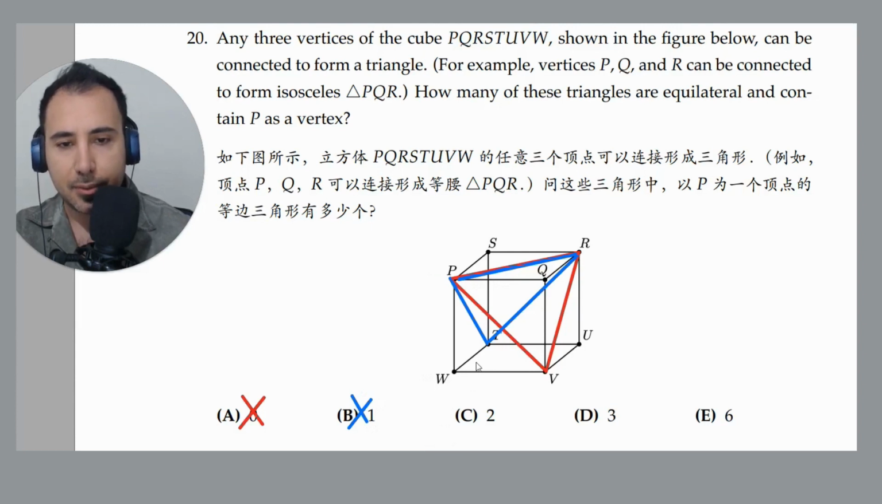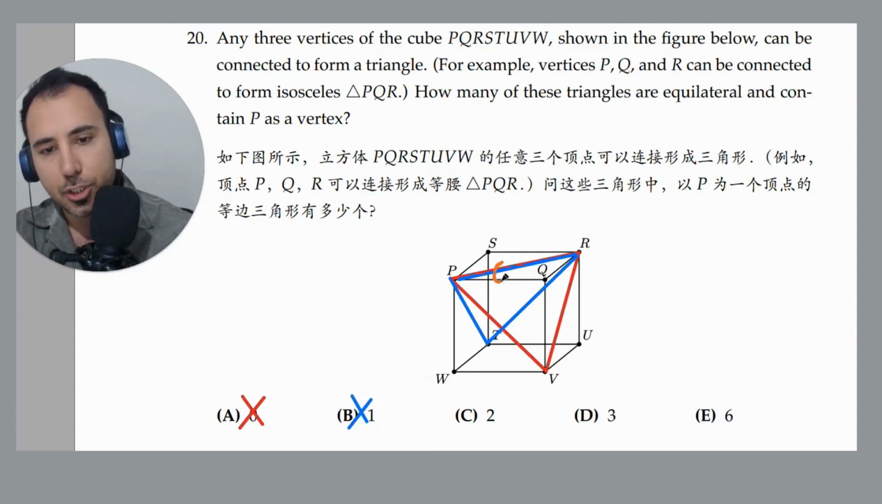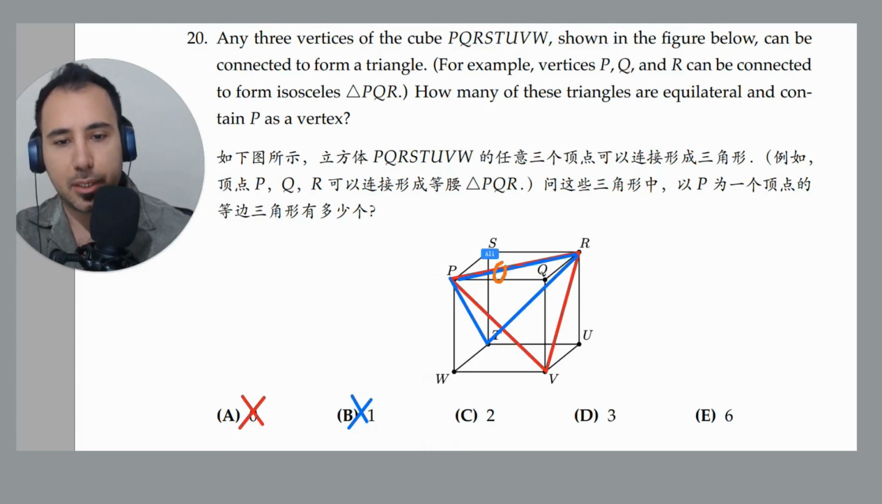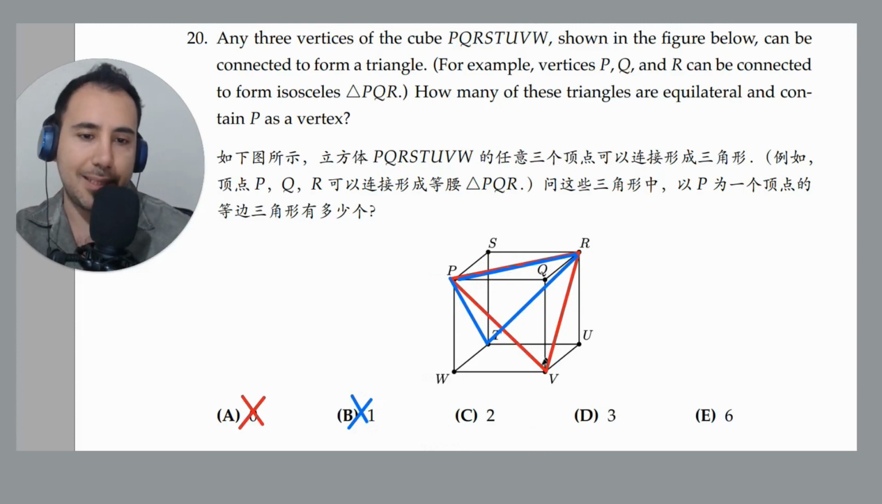Here, PR is 2, right? Red and blue are going here. But PV is only 1, and RT is only 1, right? Definitely there are more, because the shape is symmetrical, so everything has to be equal. So there has to be at least one more. So let's go and check.